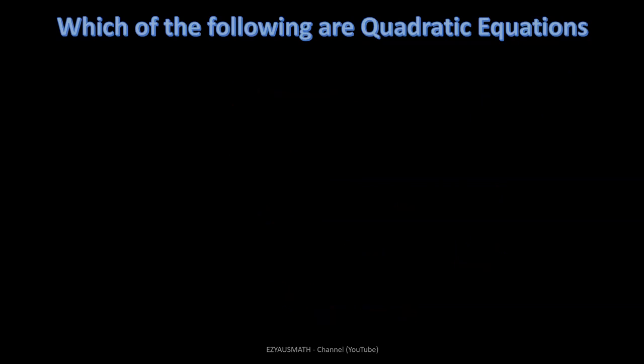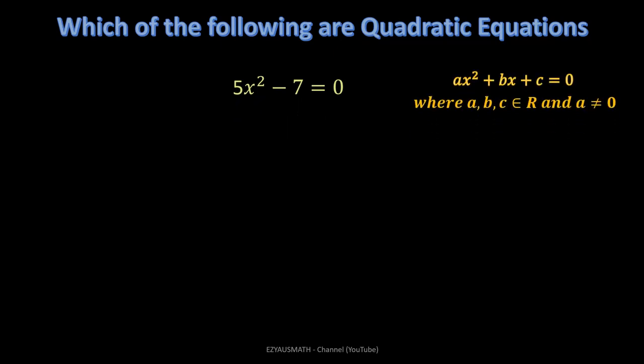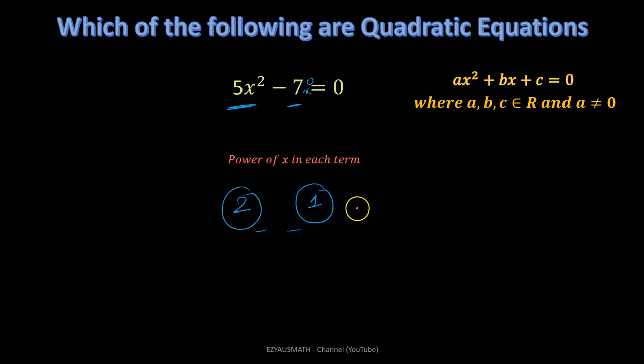Next example. 5x squared minus 7 is equal to 0. Quickly comparing with the standard form, let us try to determine the powers. So the power of x in each term. What is the power of x in the first term? Good, it's 2. What is the power here? As in the earlier example I showed you, for a constant term we introduce x into x to the power 0, which will make no difference. So the power in the second term is 0. Both the powers are whole numbers. So this condition is good.